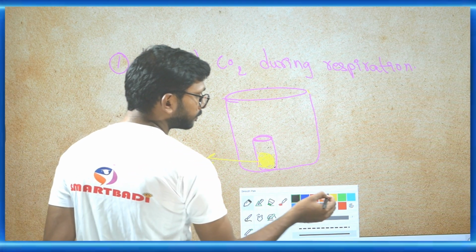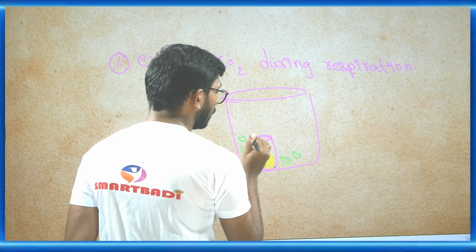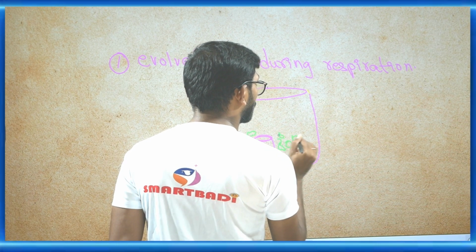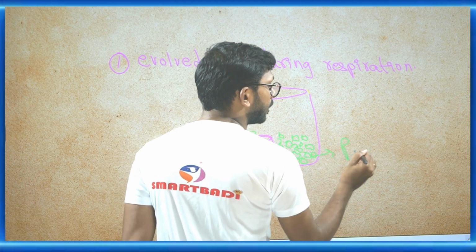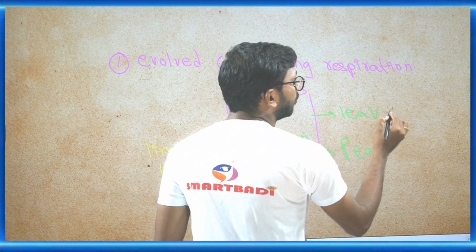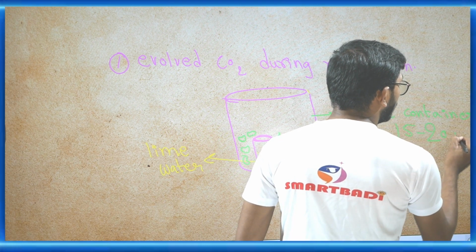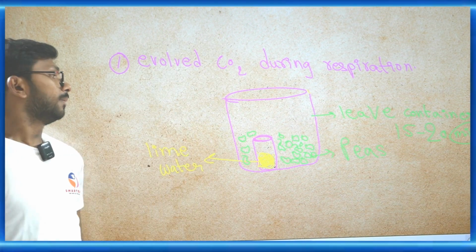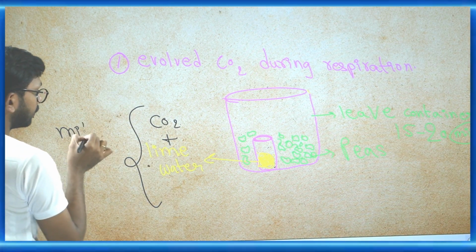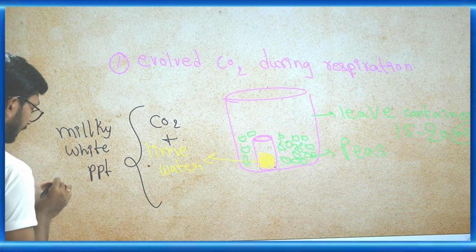Apart from this, I am also placing some seeds or any grams. Let us consider this as the grams. Now if I leave this container for 15 to 20 minutes, the change we can observe is that the lime water reacts with carbon dioxide. After the reaction, it forms a milky white precipitate. It forms the milky white PPT, which is nothing but precipitate.